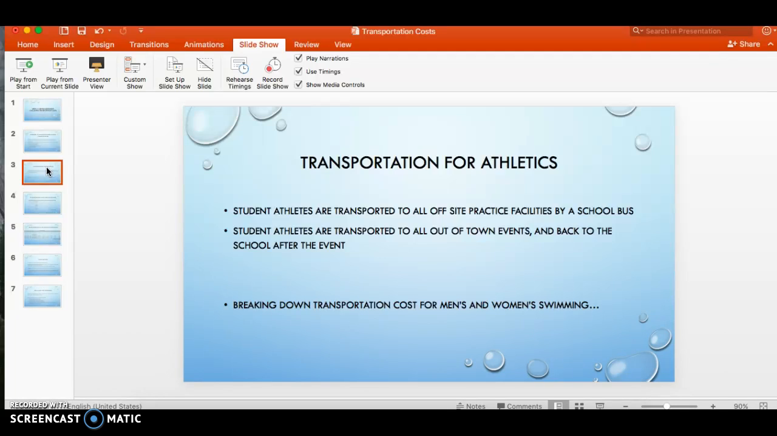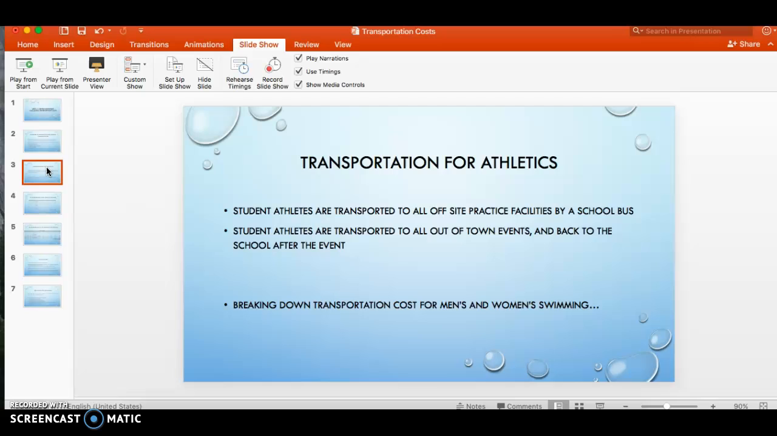Student athletes are also transported to all out-of-town events and back to the school after the event, but they are not transported back to their homes. So if they rode a school bus to school that day and they had an event, the school bus is not going to drop them off back at home, but the student athlete has to arrange to be picked up after the school bus gets back to the school, concluding the event.